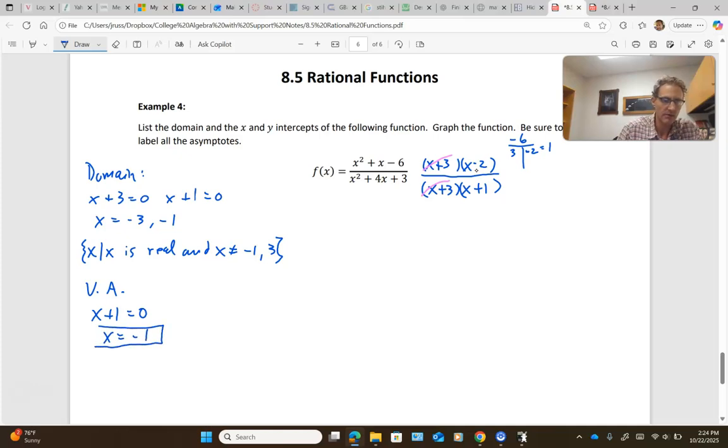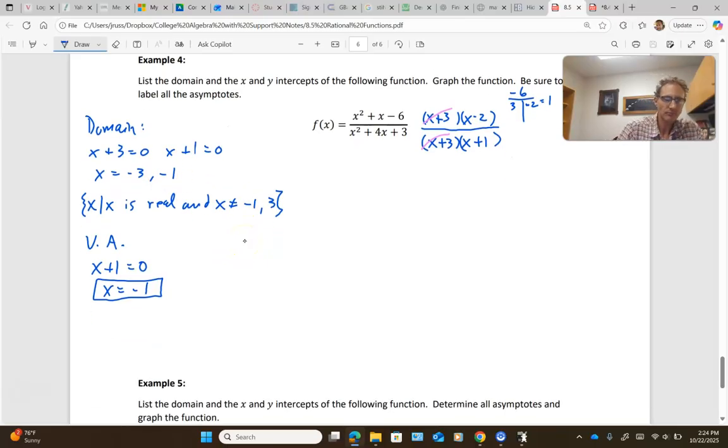So that is my vertical asymptote. So even though I have two exclusions in my domain, there's only going to be one vertical asymptote. And we're going to talk a little bit more about this here in a second. Now, as far as my horizontal asymptote goes, I need to look at the degree of these two polynomials. Well, these are both quadratics, so the degree is the same.